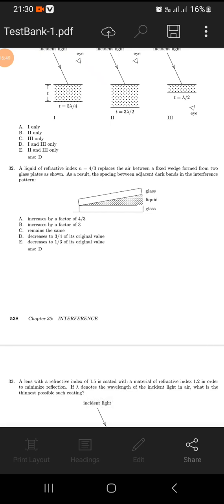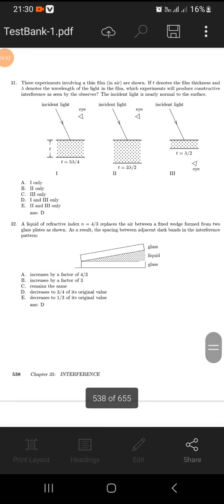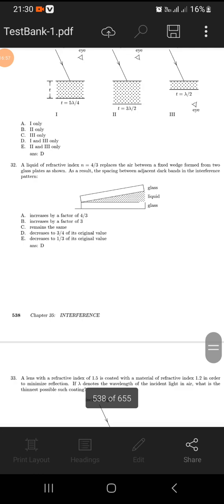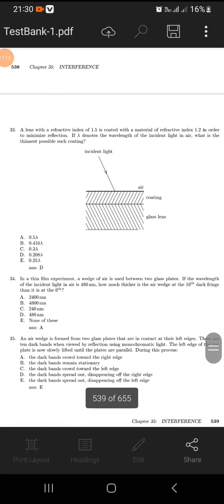Liquid refractive index, inverse 3 over 4. The incident light hits air, and therefore coating with glass. So the answer is 0.28208.